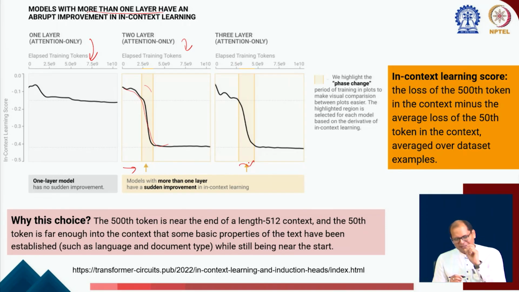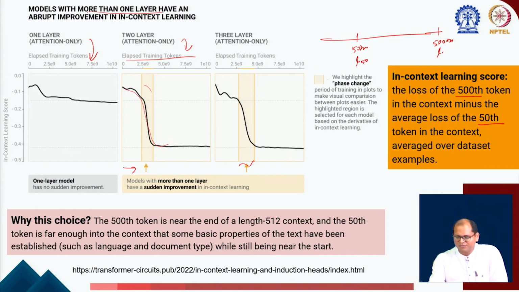So what are they actually plotting here on the y-axis? The x-axis is about how the training is going, how much training has happened. On the y-axis they are plotting something very interesting: the loss for the 500th token in the context minus the average loss for the 50th token in the context. So they have a context in which they take the 50th token and the 500th token. What is the loss for this, and what is the loss for that? So this is L500 minus L50.